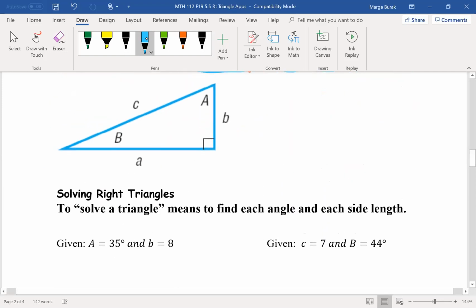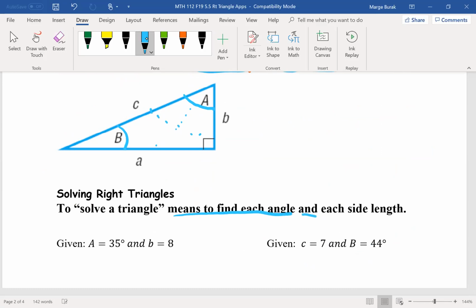All right, so how we label these triangles: capital letters would be, in this case, the angles, and the side opposite that angle is a, and the side opposite B is little b. And in this case, the side opposite the right angle is little c. Okay, so to solve a triangle means to find each angle and each side length. Let's say they gave us A was 35.